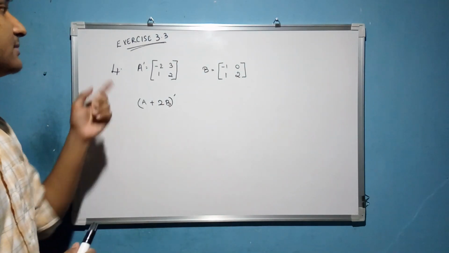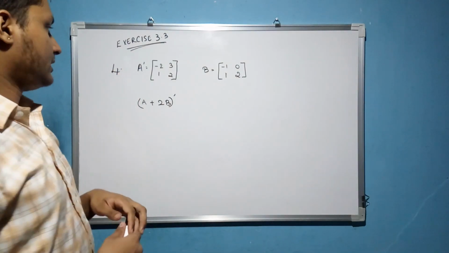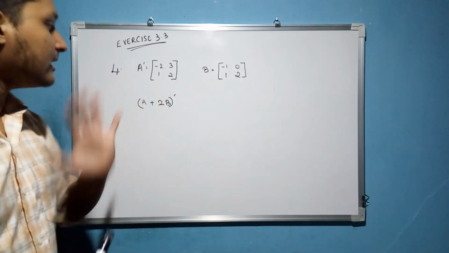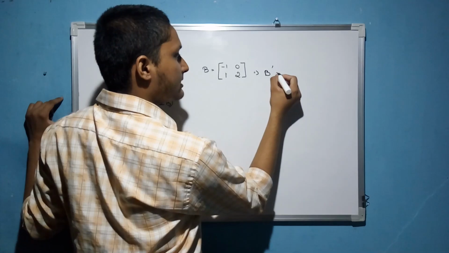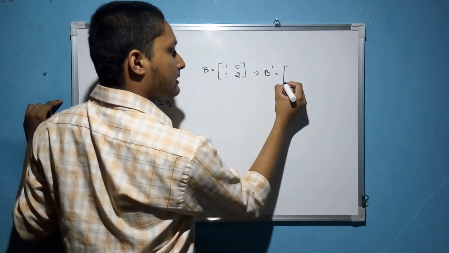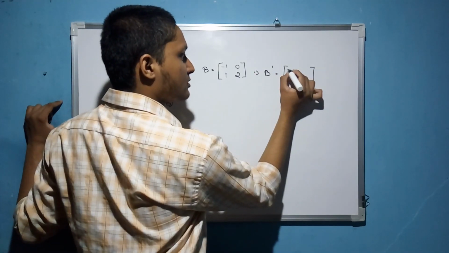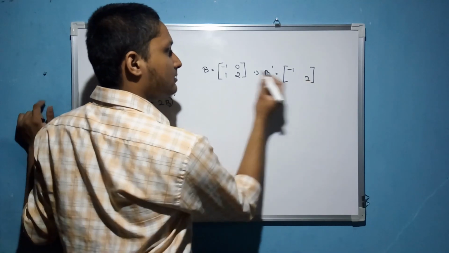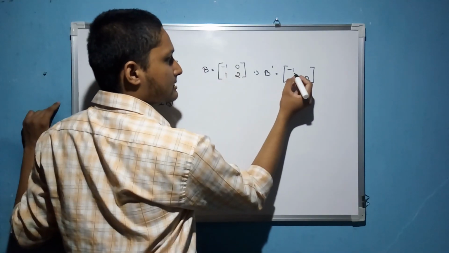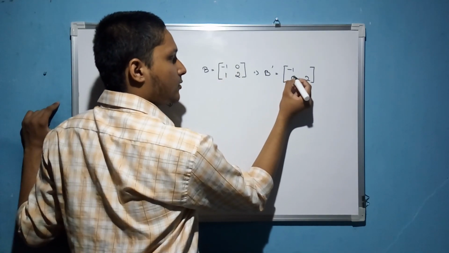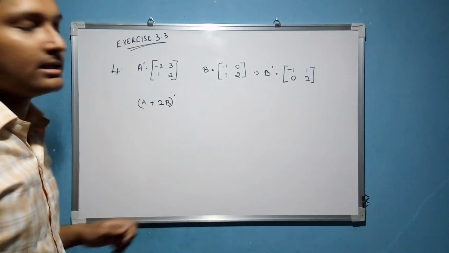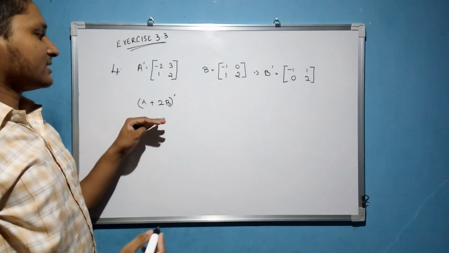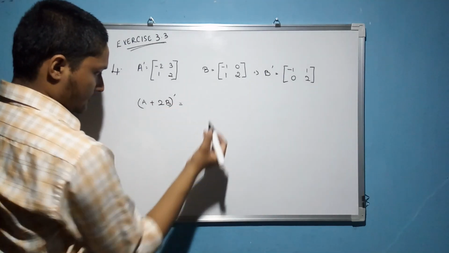So first of all, let me find A from A transpose. Maybe that is not required. I'll find B transpose first. The diagonal elements are going to remain the same, so it is going to be minus 1, 2 like this only. And these are going to get interchanged, so it is becoming 0 and 1. This is the B transpose. This is what you are asked to find in this question.